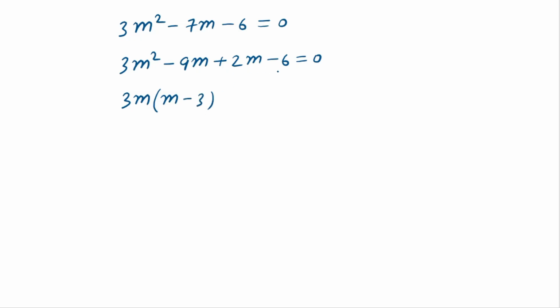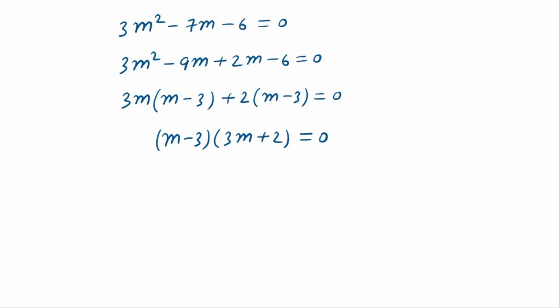And look carefully these two terms. Here 2 is common factor. If we take common 2, then you will get m minus 3, and this is equals to 0. M minus 3 is common factor. If we take common m minus 3, then you will get here 3 times m plus 2, and this is equals to 0.